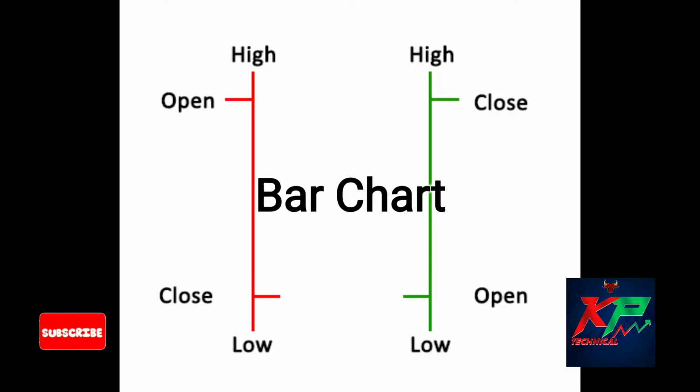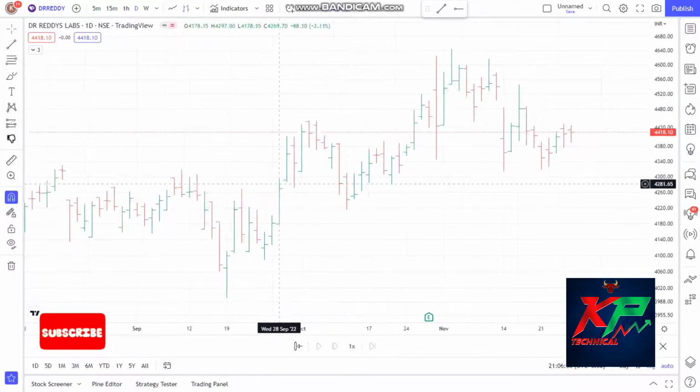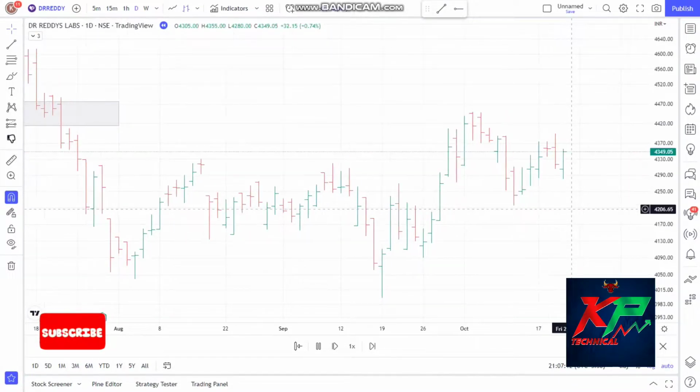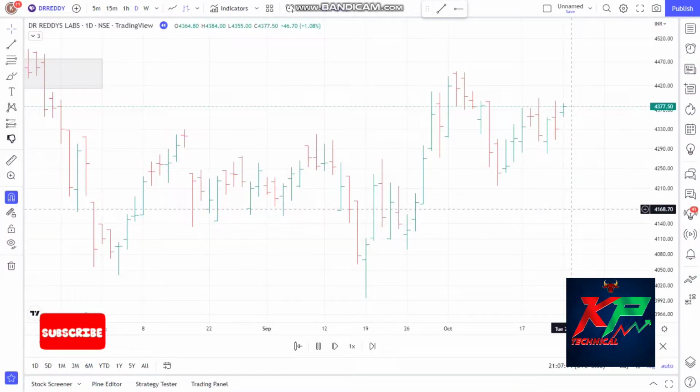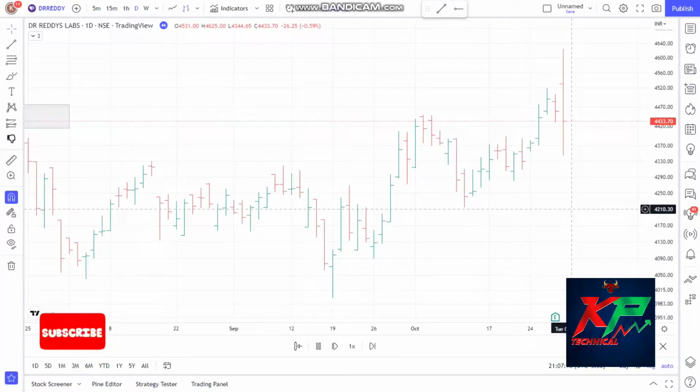Bar charts. A bar chart is quite similar to a line chart. However, it offers much more information. Instead of a dot, each plot point in the graph is represented by a vertical line. This line has two horizontal lines extending from both the sides.